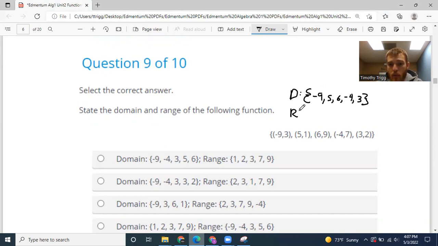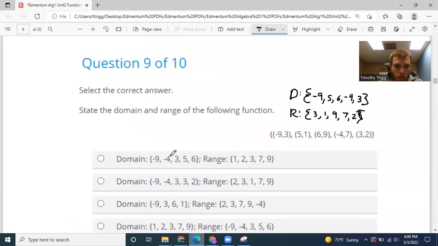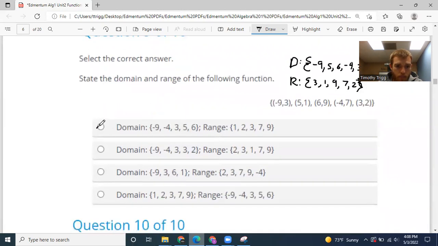The range are the outputs. So in our case, that's going to be 3, 1, 9, 7, and 2. Squiggly. Negative 9, negative 4, 3, 5, 6. Here they put them in order from least to greatest, but you don't necessarily have to do that.